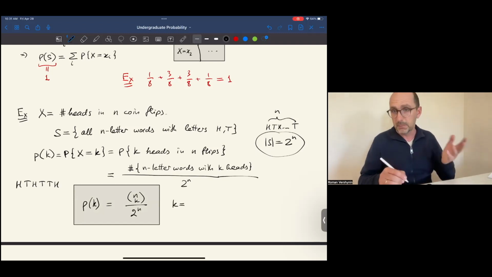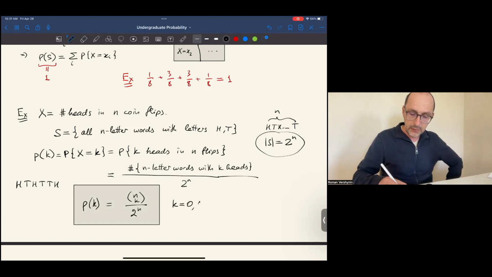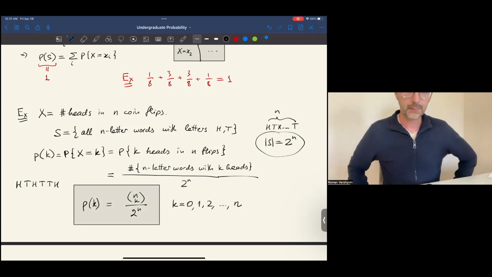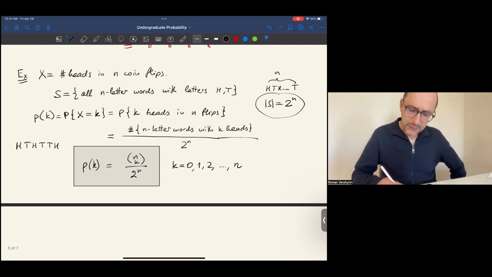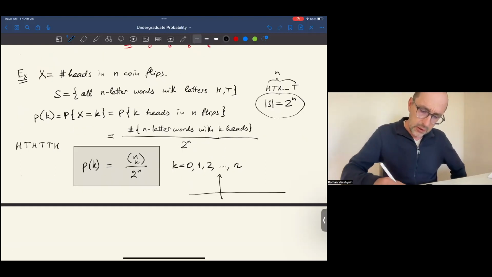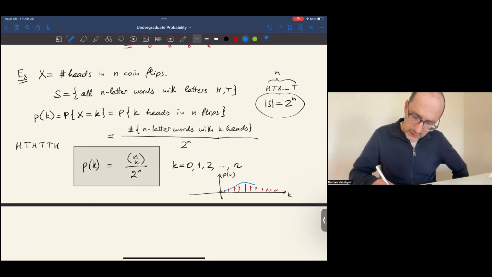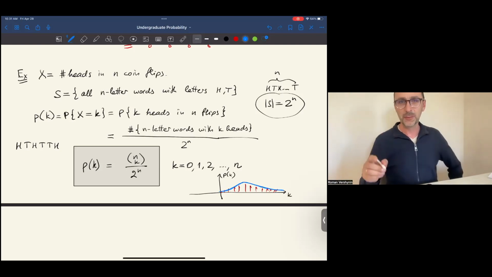Here, k, the possible number of heads, can be anything from 0 up to all heads, n of them. If you graph this function, you will see a beautiful pattern. The function p of k follows a beautiful curve, and that curve is a bell-shaped curve. But why is that so? We will learn eventually. Stay with me.